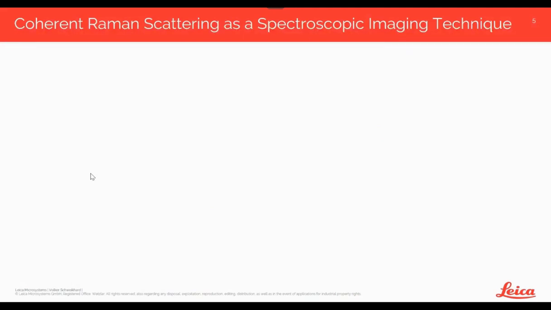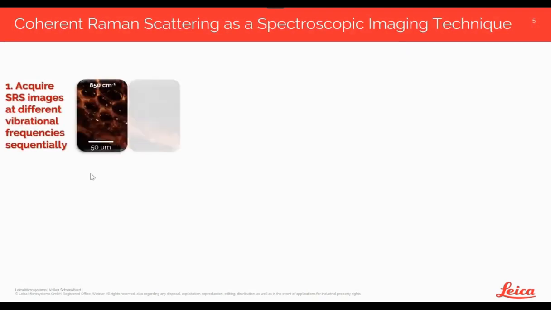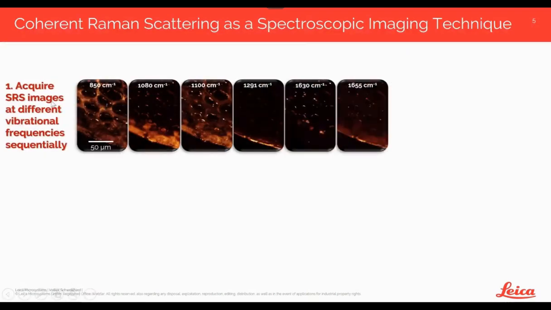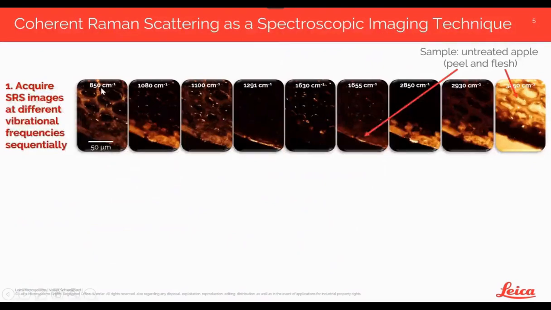Now, one of the key features of this approach is that we can get spectroscopic information. And here in this slide, I want to explain to you how exactly we do this kind of spectroscopy. The key here is to acquire the images at each frequency difference sequentially. The numbers depicted here in the upper part of the images refer to vibrational frequencies measured in units of inverse centimeters. And you can see here images taken at increasing vibrational frequencies.